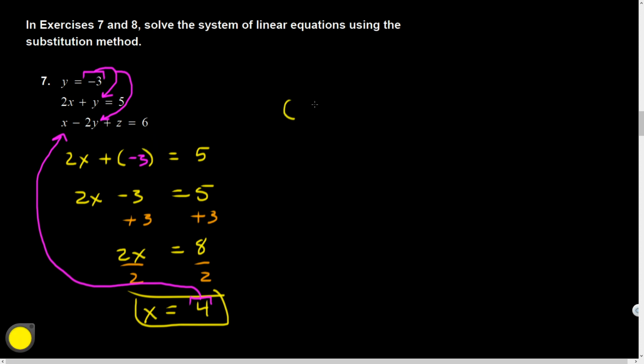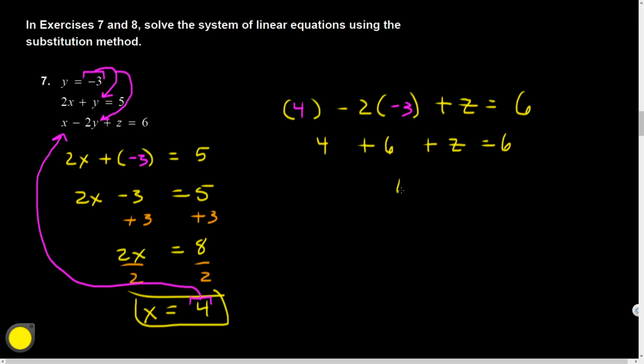Yeah. So x minus 2 times y plus z equals 6. X was 4, y was negative 3. So I get 4 plus 6 plus z equals 6. 10 plus z equals 6. Subtract 10, subtract 10. And z equals negative 4.